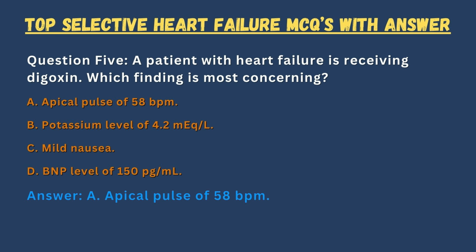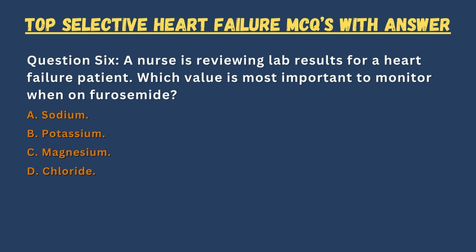Answer. A. Apical pulse of 58 BPM. Question 6. A nurse is reviewing lab results for a heart failure patient. Which value is most important to monitor when on furosemide? A. Sodium. B. Potassium. C. Magnesium. D. Chloride.